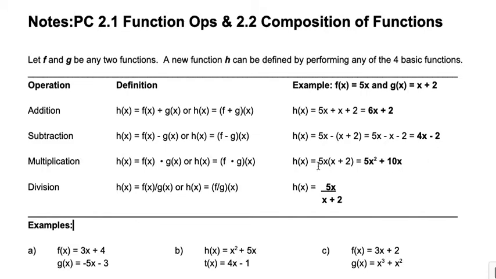All right, with multiplication, we take our 5x times our x plus 2. You'll notice we're going to distribute here. 5x times x is 5x squared. 5x times 2 is 10x. And then with the division, you're just going to write the one over the other. It's not a big deal.